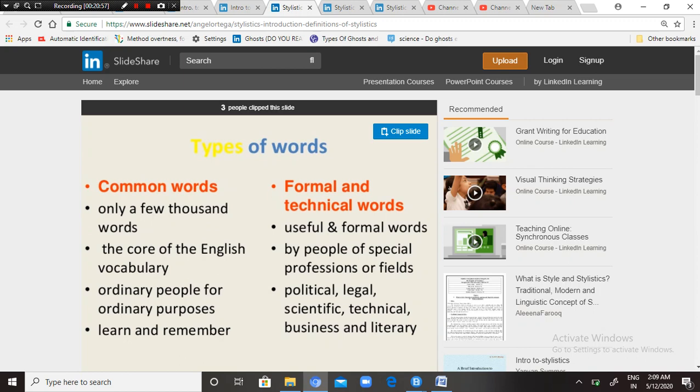In common words, only a few thousand words are the core of the English vocabulary, used by ordinary people for ordinary purposes, to learn and remember. Formal and technical words are used by people of a special profession or field: political, legal, scientific, technical, business and literary. These are the examples and the explanation of common words and formal and technical words.